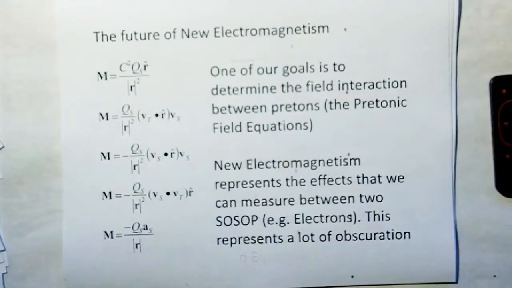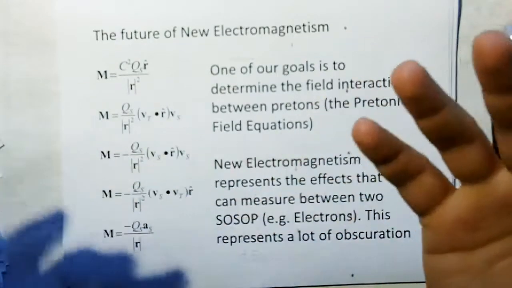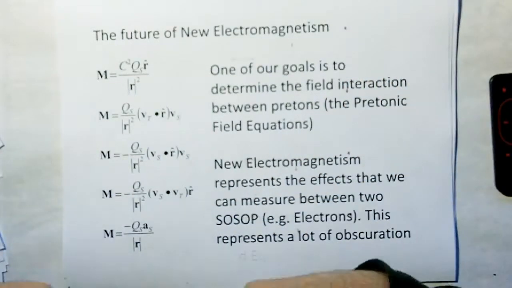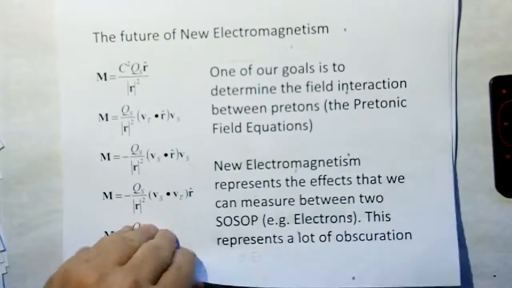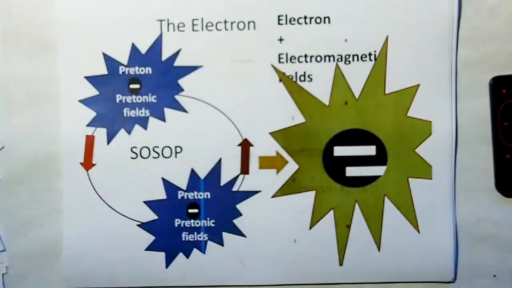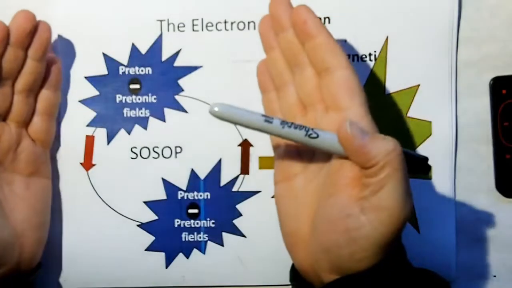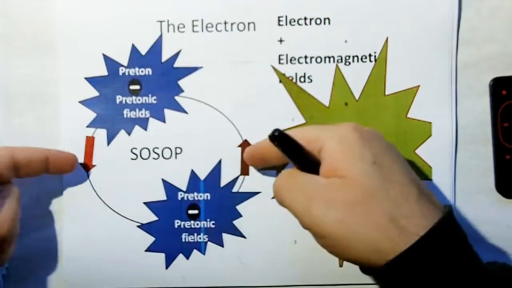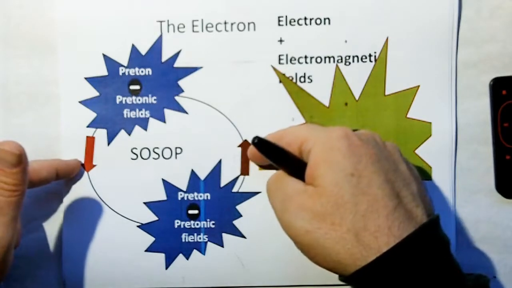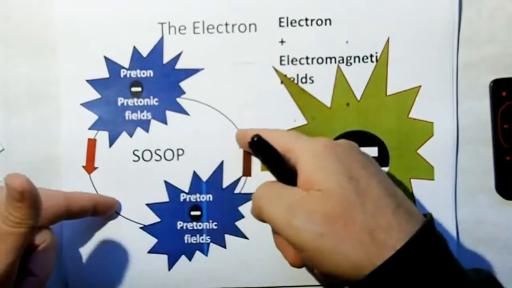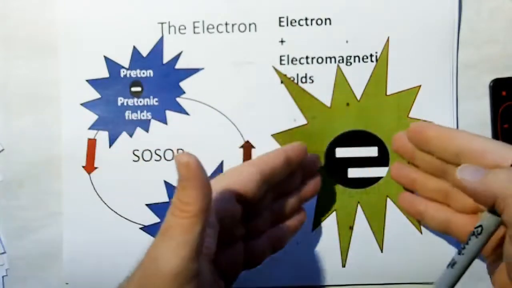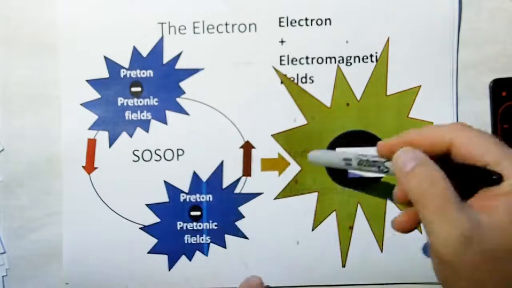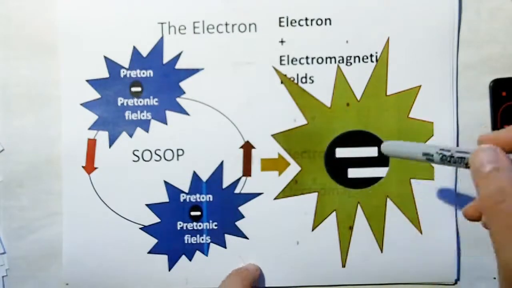Okay, new electromagnetism represents the effects that we can measure between two second-order systems of pretons, which would be like electrons. So these are really the electronic models, not really the pretonic models. And this represents a lot of obscuration. For example, the electron, right now our model of it is two pretons in some kind of second-order orbital of each other. It doesn't necessarily have to be circular, but we're just showing the circle for brevity here. And this we look on as a single electron. I put the little minus signs here to make it look like an E.